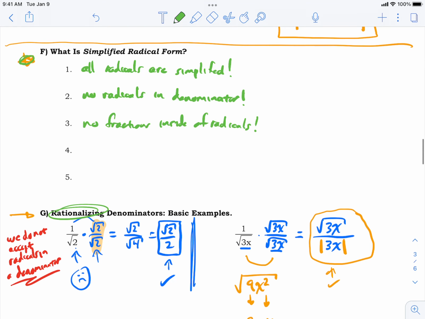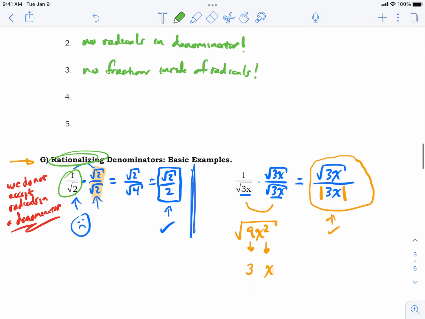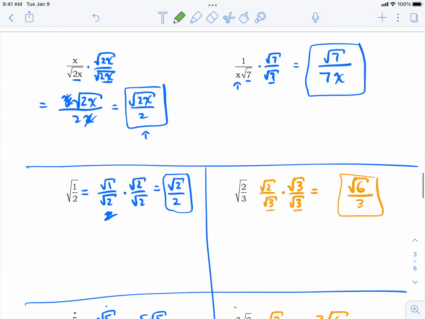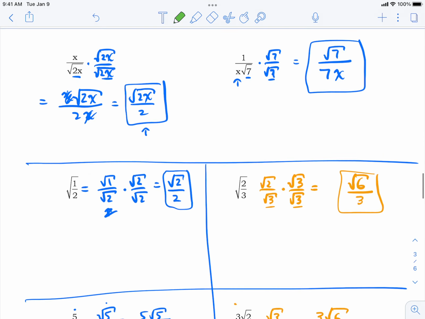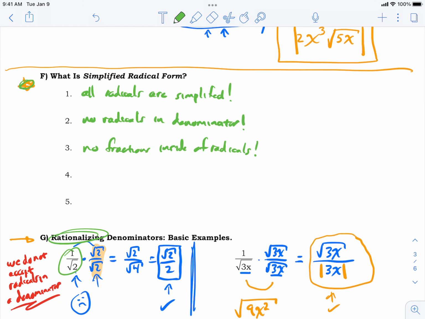So like this thing here, we had a square root of 1 over 2. That's not good. That's not simplified radical form. No fractions inside of radicals. Another thing is, like here, we canceled stuff, right? So all fractions are reduced. That counts as simplified radical form. You got to follow all these rules.